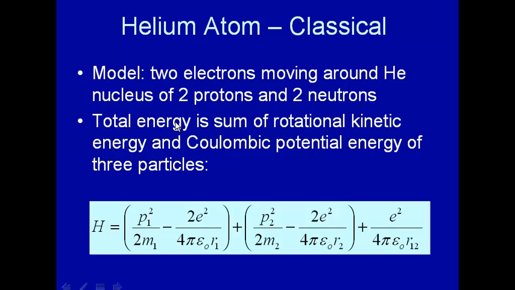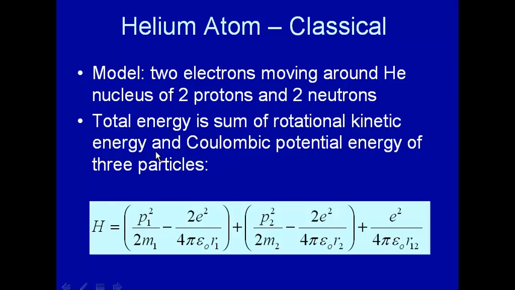We've solved the Schrödinger equation for the hydrogen atom. We got wave functions and energies, and we're able to look at those. Now let's go to the next element in the periodic table, that's helium, and see if we can apply the approaches we use for the hydrogen atom to the helium atom.